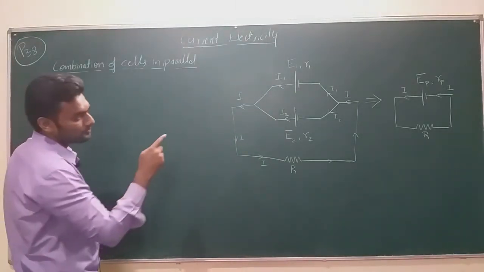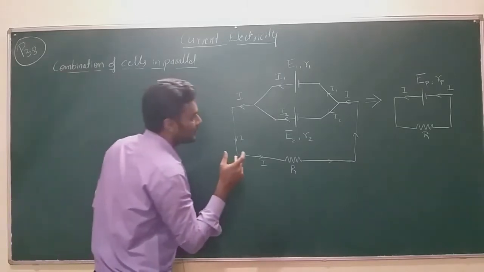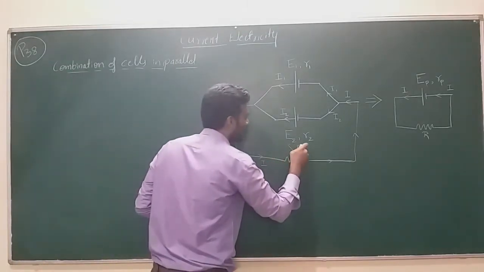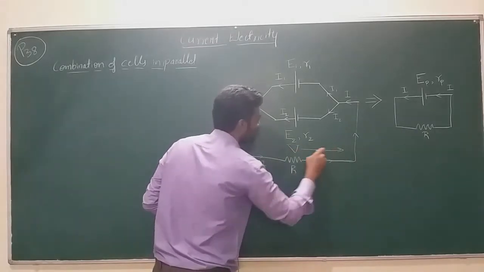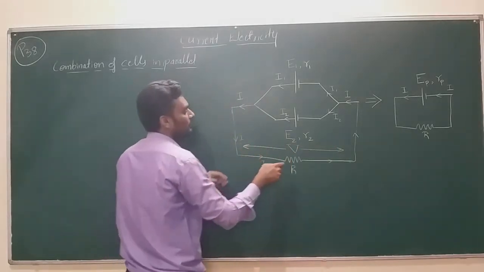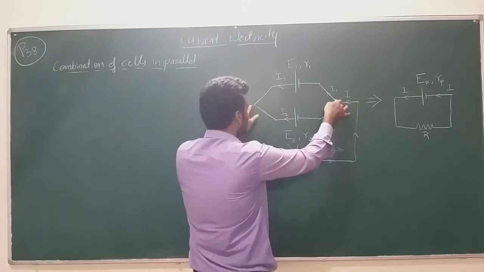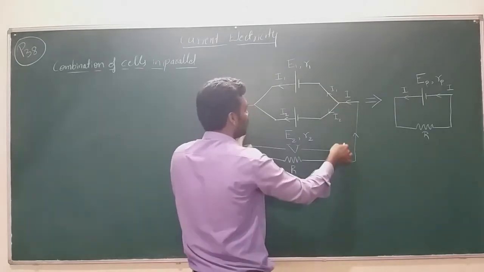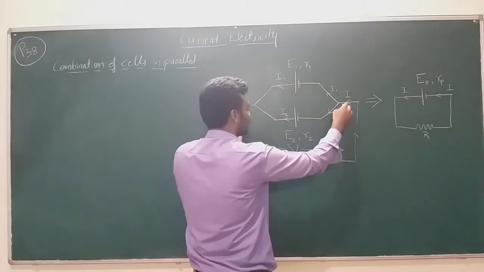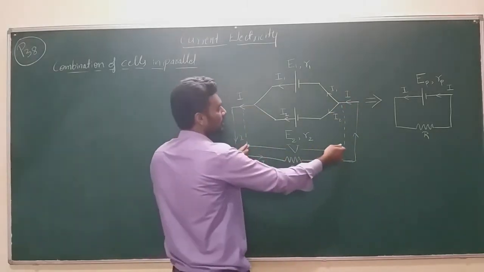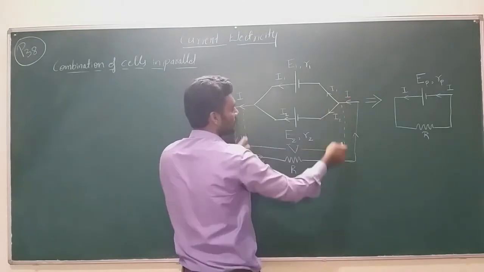And now, let V be the potential difference, or terminal potential difference, TPD. Let V be the terminal potential difference or potential difference across the ends of the combination. This is what I am talking about. Let V be the potential difference across these two terminals.